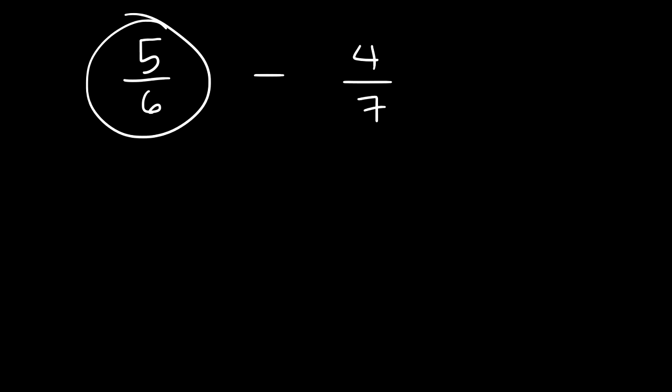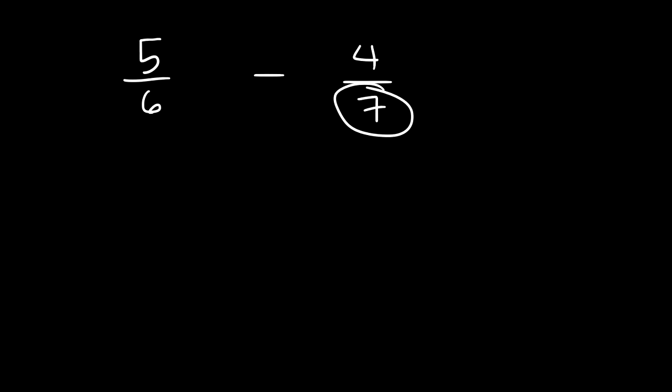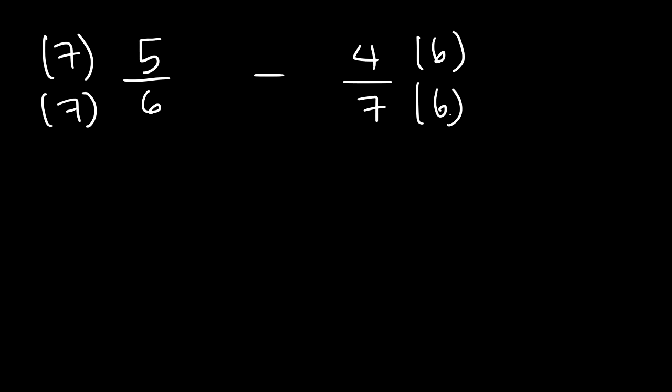Now here's another example. 5 over 6 minus 4 over 7. Feel free to try this problem if you want to. Go ahead and pause the video. Now, if you're not sure what to multiply by the other denominator, 5 over 6, you can multiply the top and bottom by 7. And 4 over 7, multiply the top and the bottom by 6. This will give you a common denominator of 42.